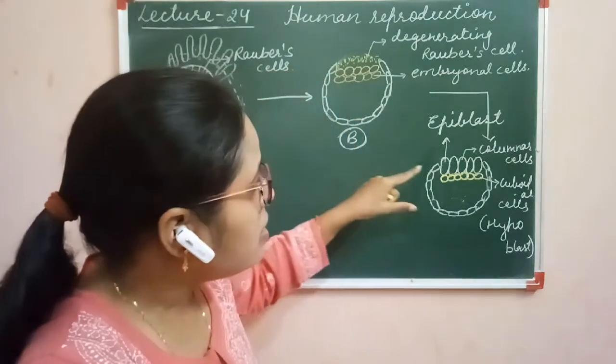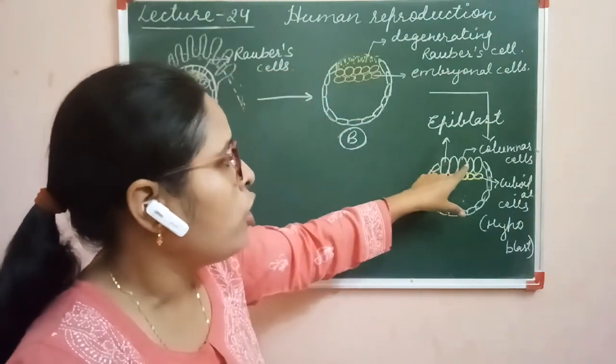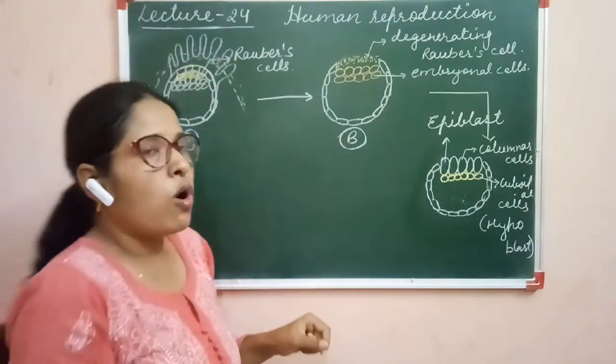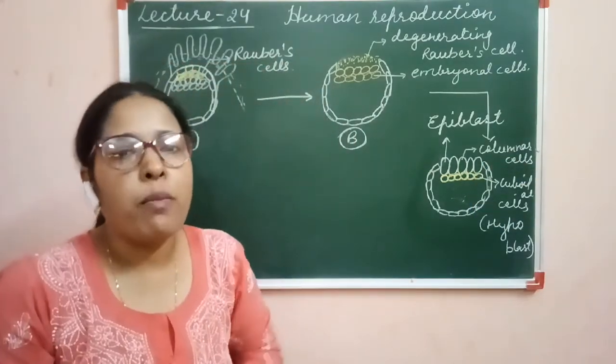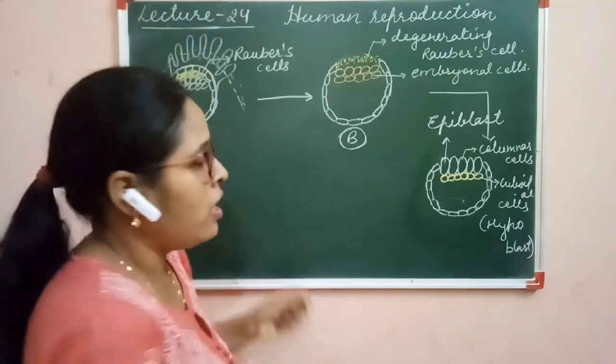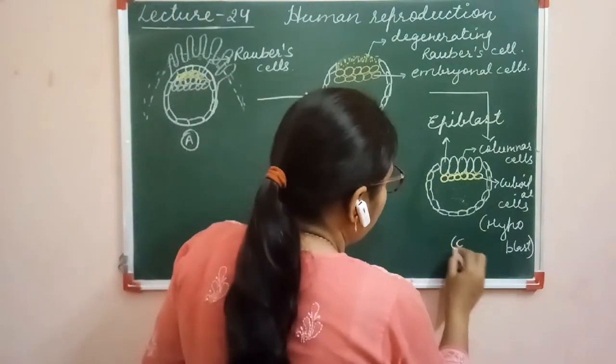Clear? This epiblast is going to give rise to the embryo. Hypoblasts are not taking part in the process of embryogenesis. The epiblast is going to give the embryo. So this is structure number C.